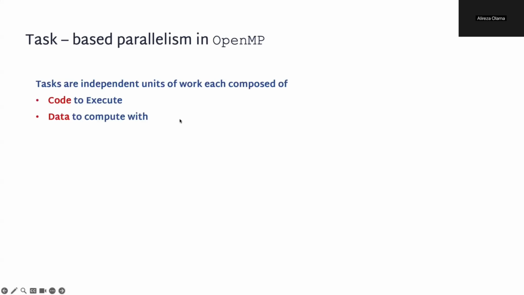Hello, everyone. Today I'm going to talk about task-based parallelism in OpenMP and how we can write such a program using OpenMP. So first, let's define what a task is. Basically, tasks are independent units of work, and each of them is composed of a piece of code that you want to execute and some data that you want that specific task to work with to perform some computations, for example.